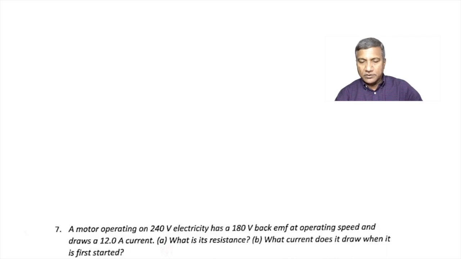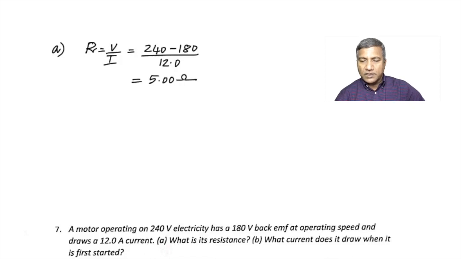A motor operating on 240 volt electricity has a 180 volt back EMF at operating speed and draws a 12 ampere current. What is its resistance? And what current does it draw when it is first started? So the motor is operating on 240 volt. That's the applied voltage. The back EMF is 180 volt. Back EMF is always opposite to the applied EMF. Obviously, that's why it's called the back EMF. So the effective voltage is going to be the difference, and when we divide that by the current, we will get the resistance. So 240 minus 180 by 12 gives 5 ohm as the resistance.